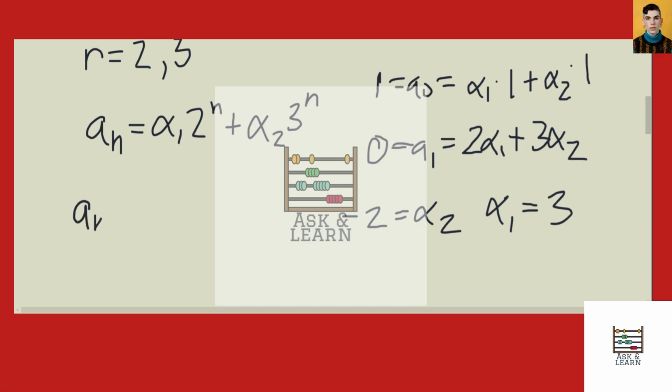And so the general form is a_n = 3 times 2^n minus 2 times 3^n.